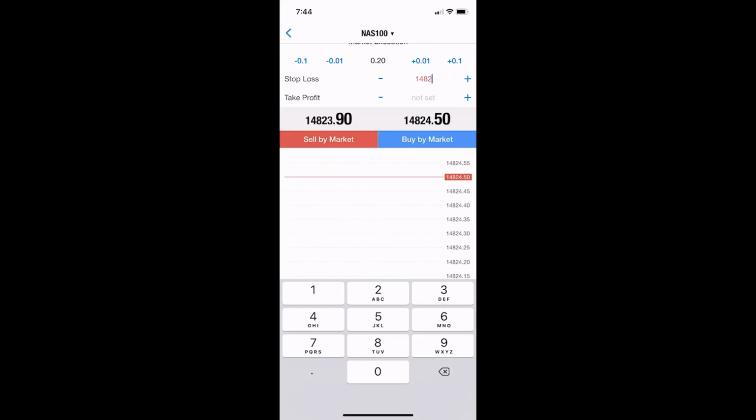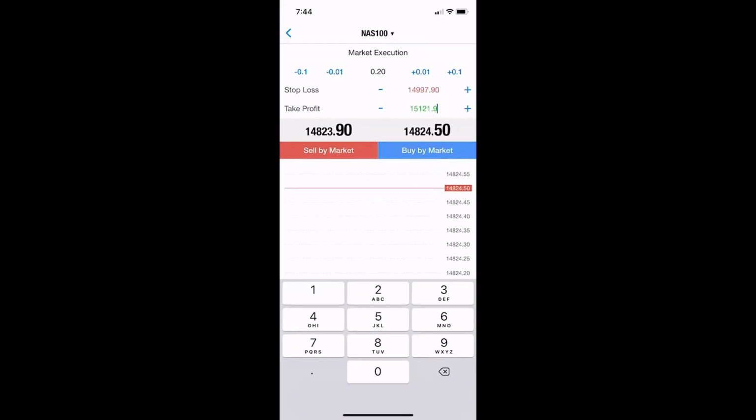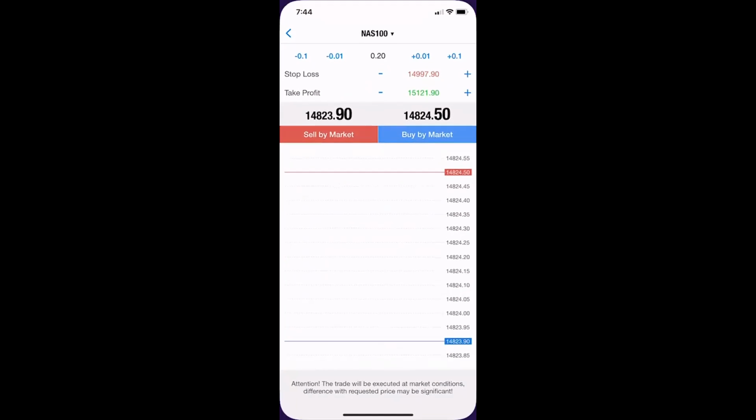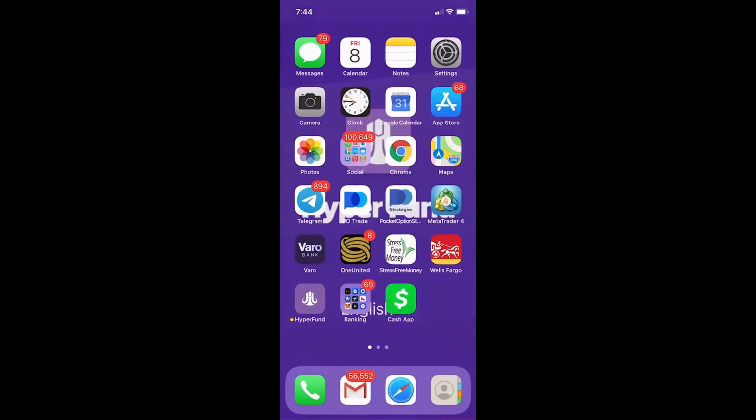So the stop loss is 14997.9. Take profit is going to be 15121.9. Okay. Then what I would do is I would actually leave that there. And then when price starts to buy up and close above and I get that alert, then I'm pushing the buy button, okay? So now we're going to go back to the chart.